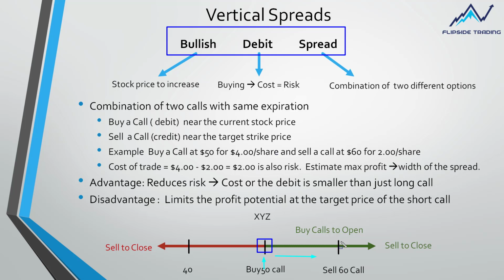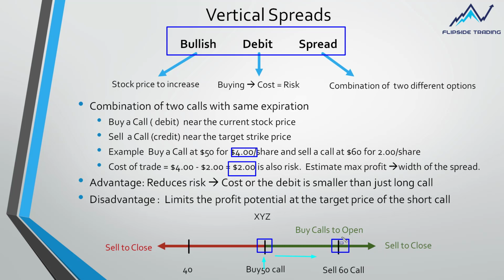Now we think that we have a target in the time frame that we're looking at, as per our expiration series, around 60. So we're also going to sell a call at 60 for $2 a share. So if we buy one for 4 and sell another for 2, our overall net debit is $2, right? So we reduce our risk by 50%, from $4 a share to $2 a share. Now, our overall max profit is going to be the width of the spread, i.e., 10 points, 50 to 60.